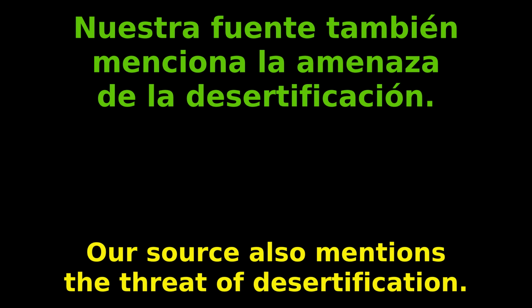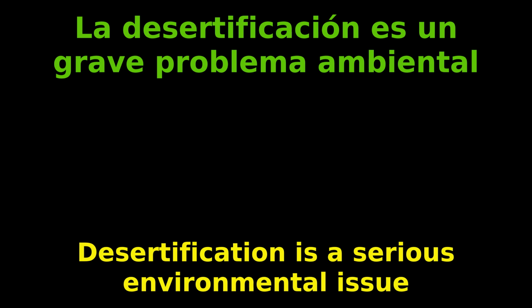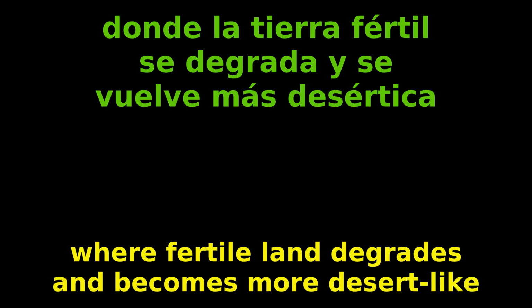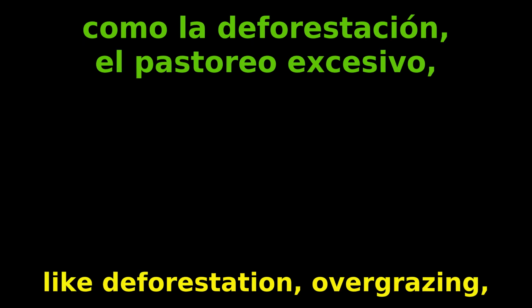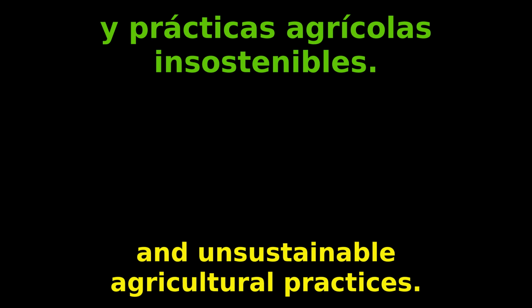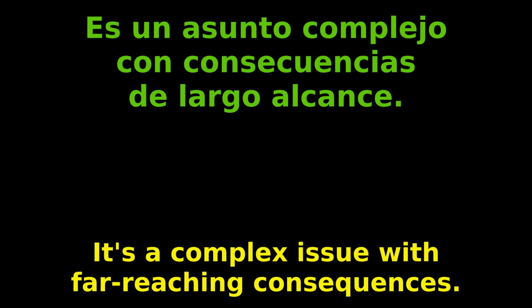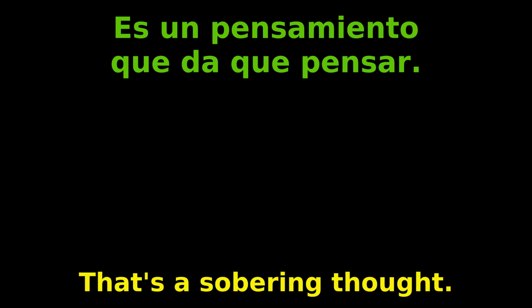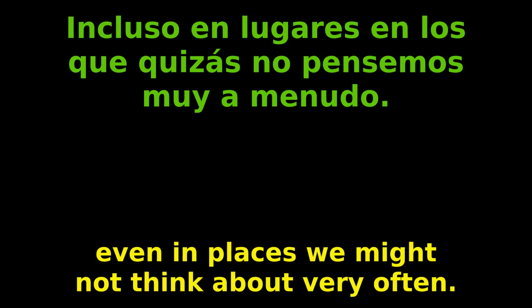Our source also mentions the threat of desertification. What exactly is that? Desertification is a serious environmental issue where fertile land degrades and becomes more desert-like over time. It's often caused by a combination of factors like deforestation, overgrazing, and unsustainable agricultural practices. So it's like we're accidentally creating more deserts. Unfortunately, that's often the case. It's a complex issue with far-reaching consequences. That's a sobering thought. It highlights the impact we have on these delicate ecosystems, even in places we might not think about very often.